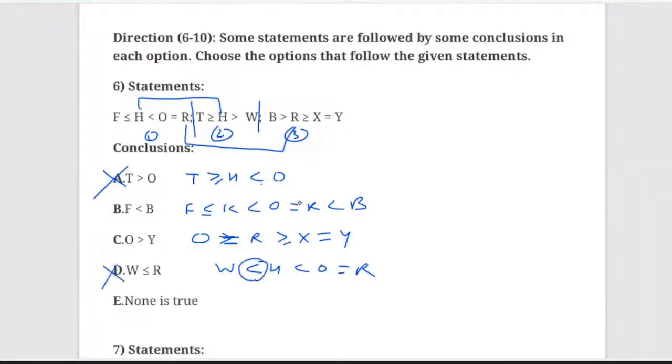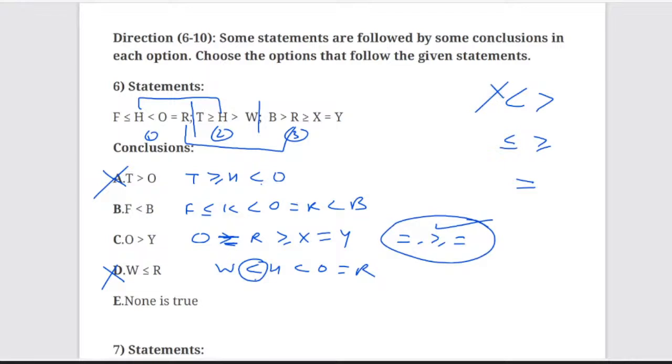Because preference is always given to first this, then this, and then this. Now, O is greater than Y. This is equal to, this is greater than equal to, and this is equal to. So in this, always the preference will be given to the greater than, which is not available. Hence, the preference will be given to the greater than equal to. So this one is also wrong because the actual answer should be O is greater than equal to Y.